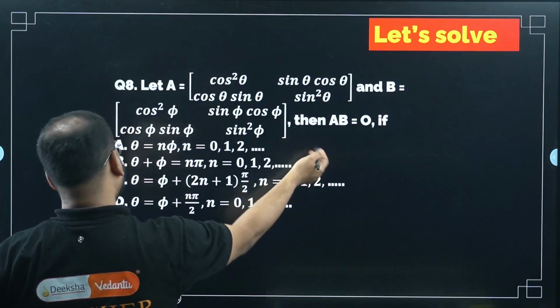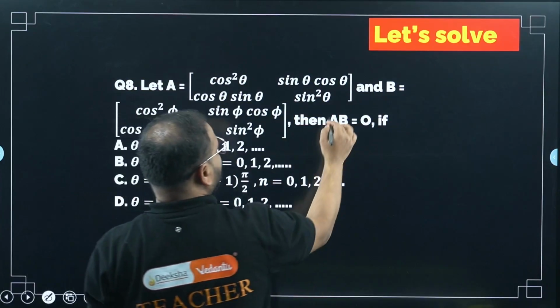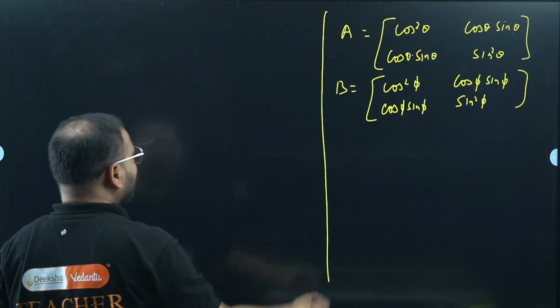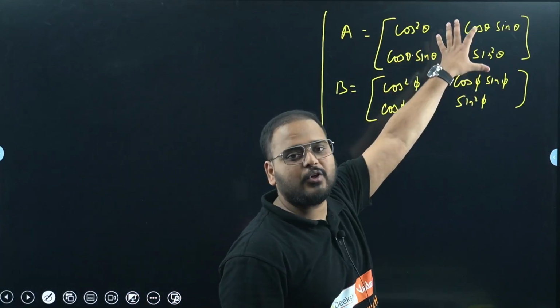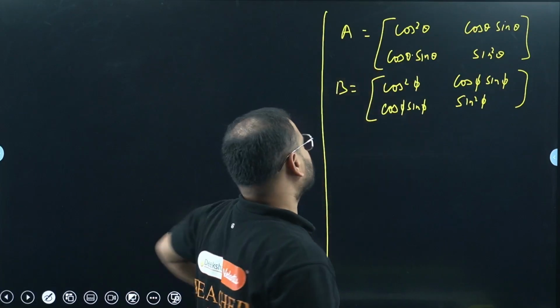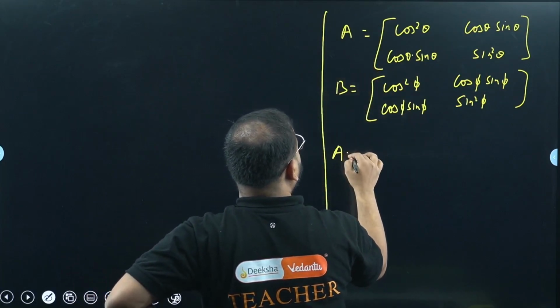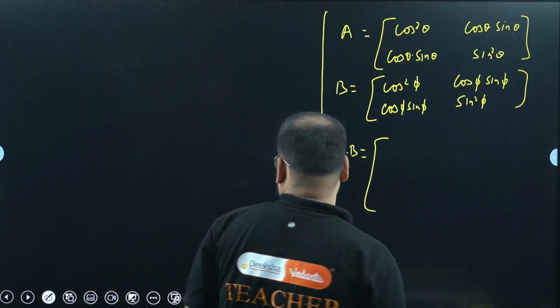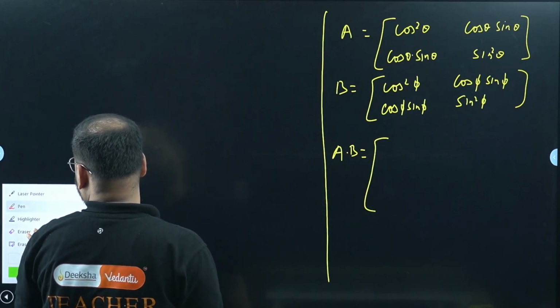Correct. They are saying that AB is equal to 0. It means whenever you do the multiplication, the product is equal to 0. So let's do the multiplication AB. How will AB look like? This will be a little bigger.